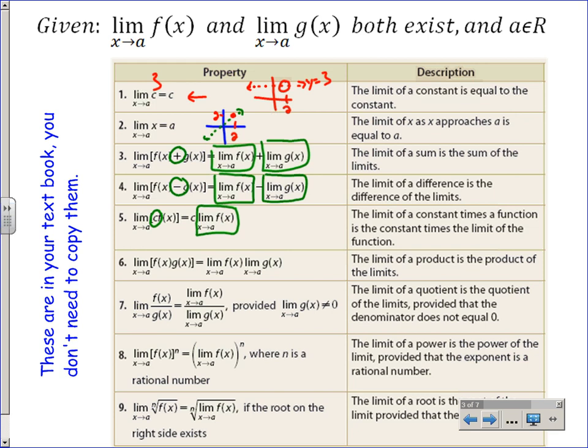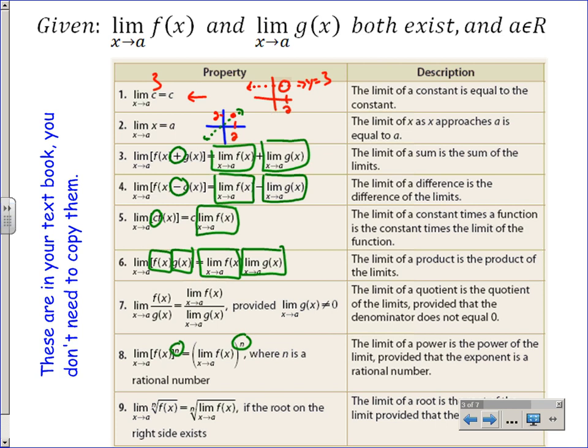Number 6 is a lot like 3 and 4. If I have the limit of a function times a function, that's the same as doing the limit of the first function times the limit of the second function. Similarly, if I'm dividing functions, I can take the limit of those. 8's a tricky one, but we're going to see it in a minute. If I have the limit of something to an exponent, then you can just move that exponent to the outside, take the limit of the inside, and then raise it to the exponent.